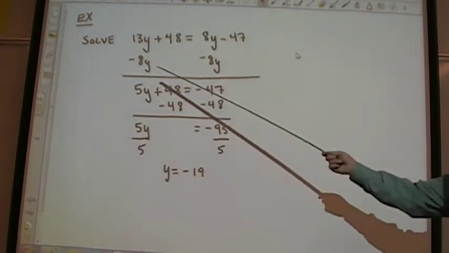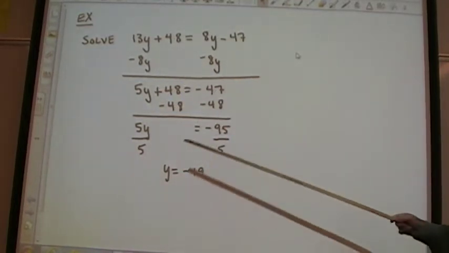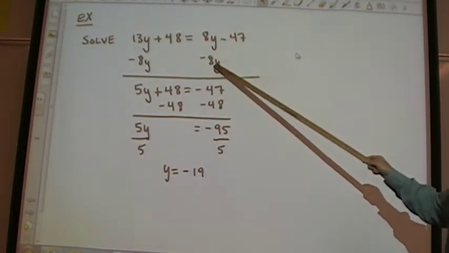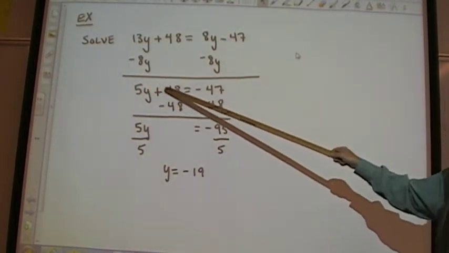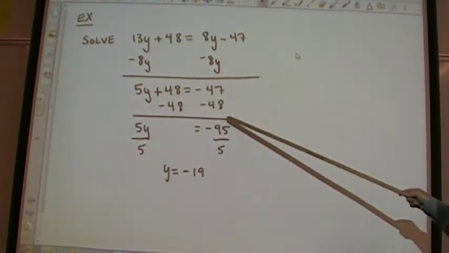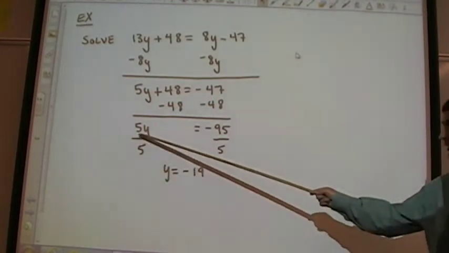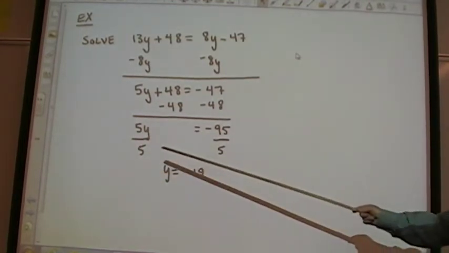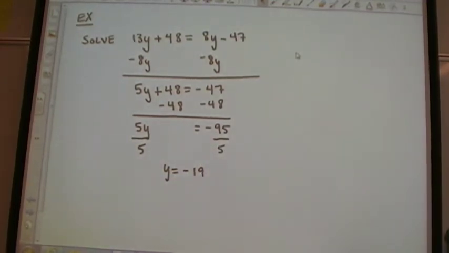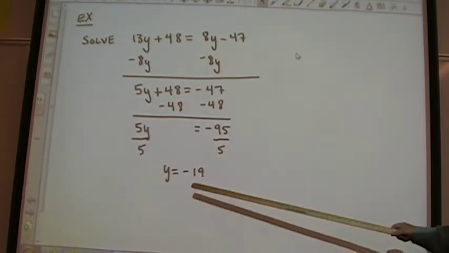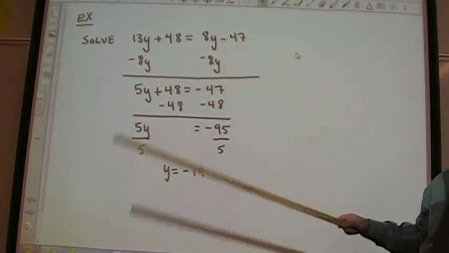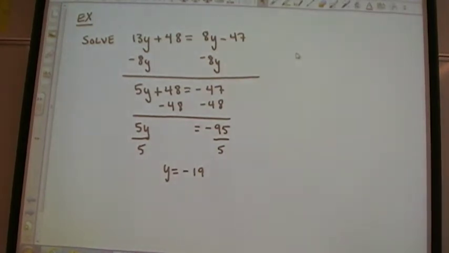If you wanted to, you could have brought the 13 over. Still would have gotten the same answer, but I highly recommend putting it on the side with the greatest coefficient. So that's why I subtracted 8y to get 5y plus 48 equals negative 47. And then subtract 48 from both sides, so you get 5y equals negative 95. Divide both sides by 5, you get y to be negative 19. Okay? And if you want to check your work, you can plug negative 19 back in and make sure it works, that you get the same answer on both sides.